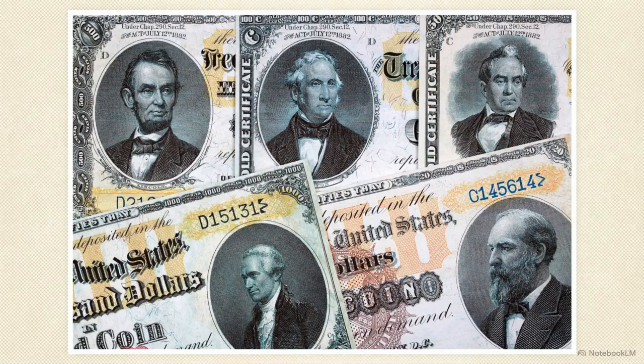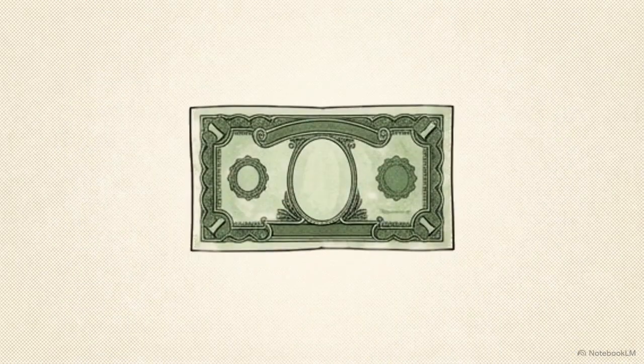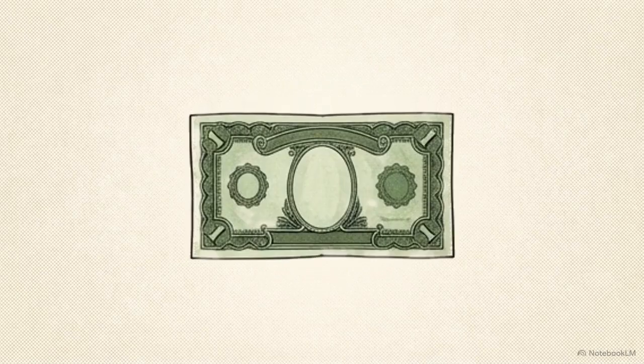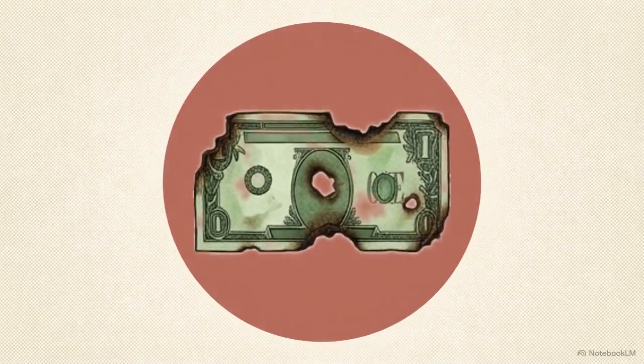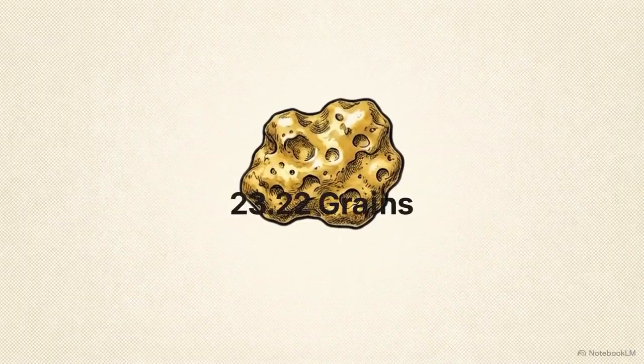Across the Atlantic, the U.S. financial system operated under the Gold Standard Act, tethering its currency to precious metals. A paper dollar functioned as a coat check ticket, granting the bearer the legal right to claim physical gold from a central vault. As the paper burns away, we find the true underlying asset. U.S. law defined one single dollar as exactly 23.22 grains of pure gold.